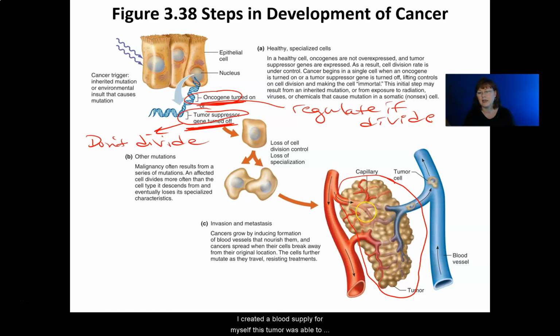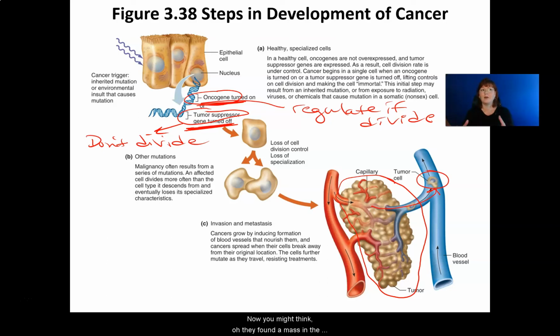So you can see here, because I created a blood supply for myself, this tumor was able to put these mutated cells directly into the bloodstream and they could travel somewhere else. An example of that would be something like pancreatic cancer. My father was diagnosed with pancreatic cancer accidentally. They were looking for something else in his liver and found a mass there.